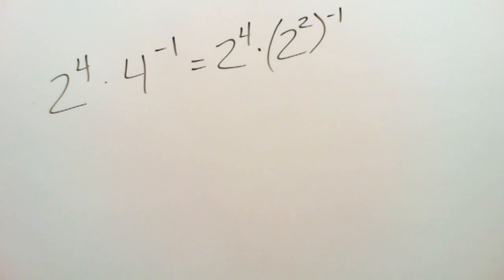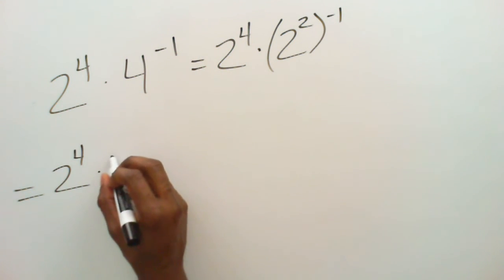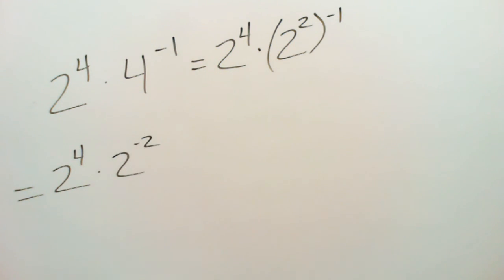Since this is the case, we can apply the rule for a power to a power. We need to keep the base and multiply the exponents, like this. After applying the rule for a power to a power, we are left with the expression 2 to the fourth power times 2 to the negative second power.